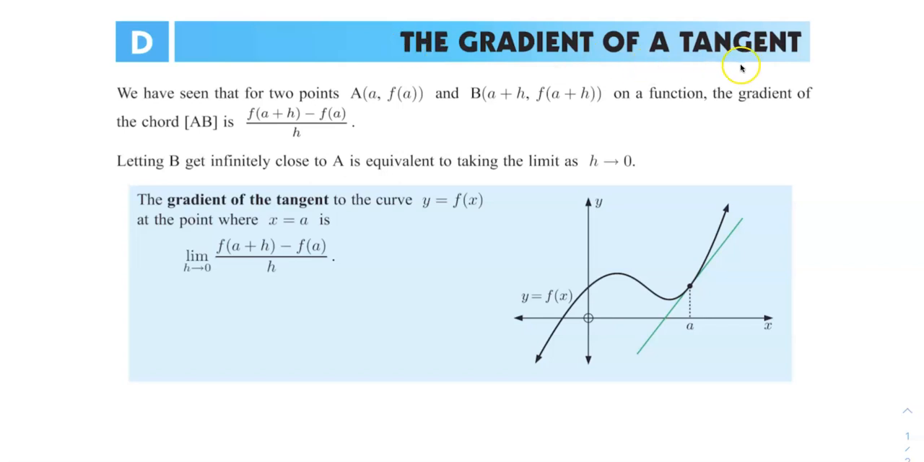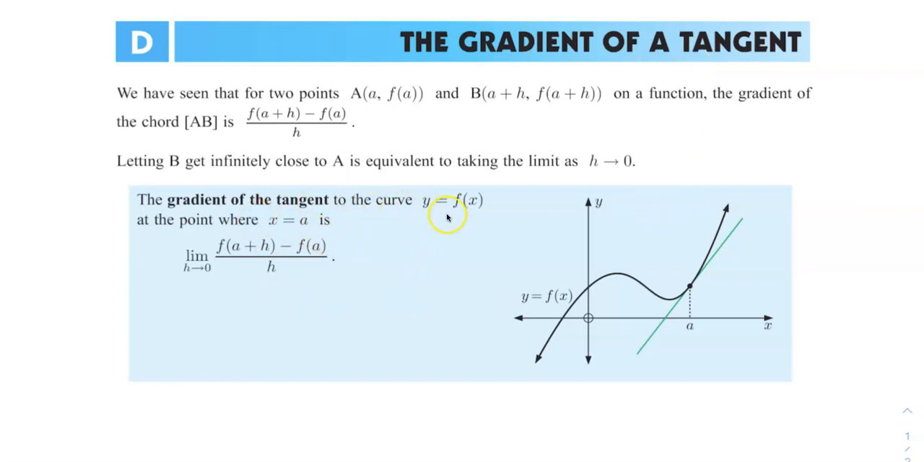This gradient of a tangent, also known as the slope of a tangent. This is kind of what we've been building up to, right? The whole idea is, how do you find the slope of a tangent line? How do you find the slope of one point? We can find the slope of two points pretty easily. How do you find the slope of one point? And that's to find the slope of a tangent line. And that's what this lesson's about.